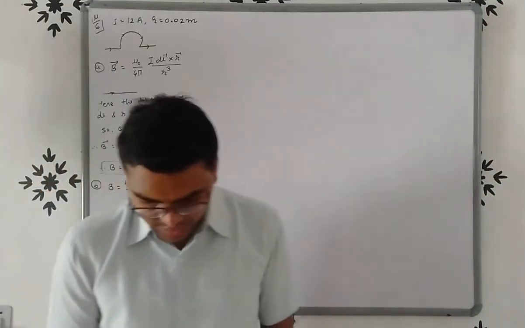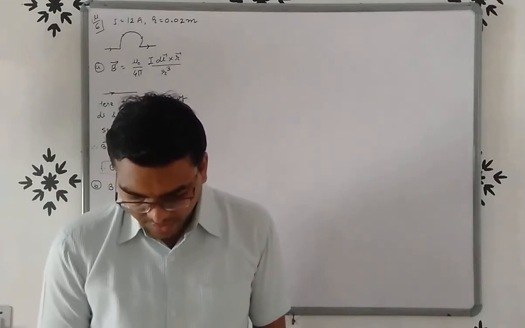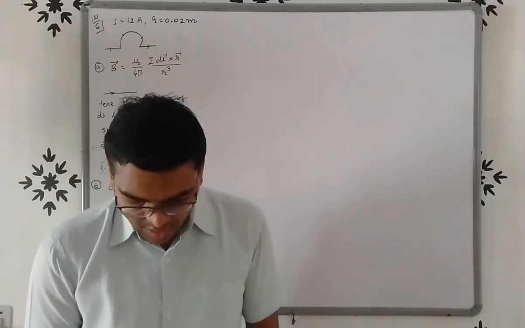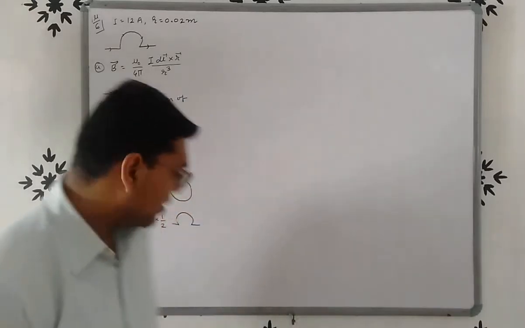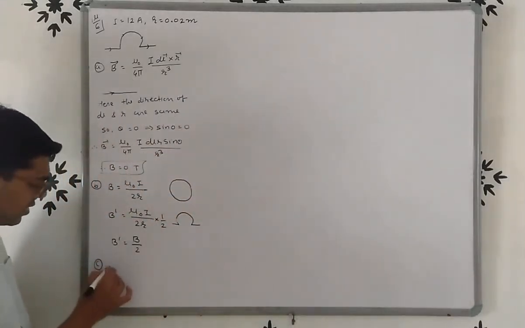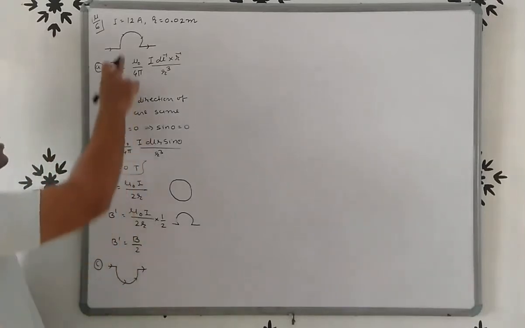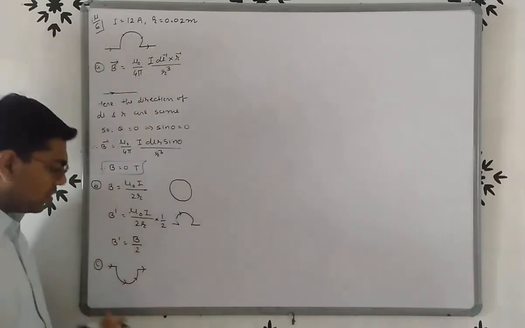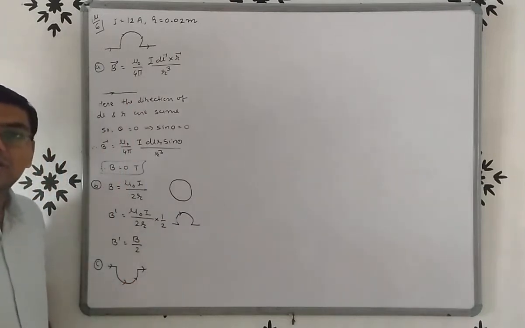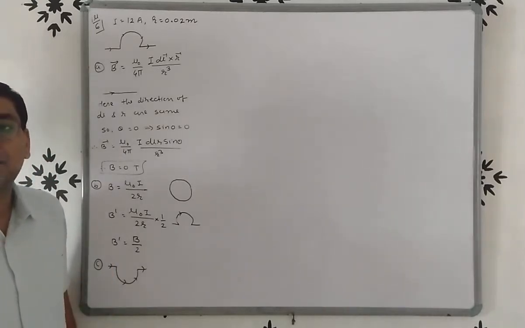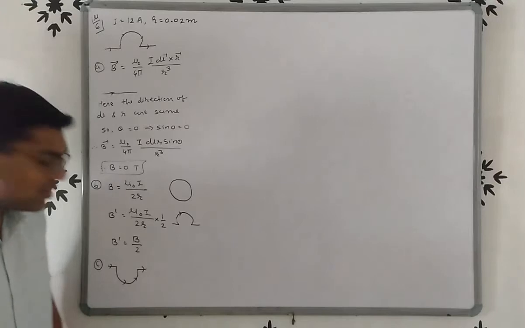Now third case. Would your answer be different if the wire were bent into a semicircular arc of the same radius but in the opposite way as shown in figure? So in the third case, this wire is bent like this, in the opposite direction as compared to the first figure. So here the direction will be changed. For this case, the direction of magnetic field will be changed, but the magnitude will remain same.